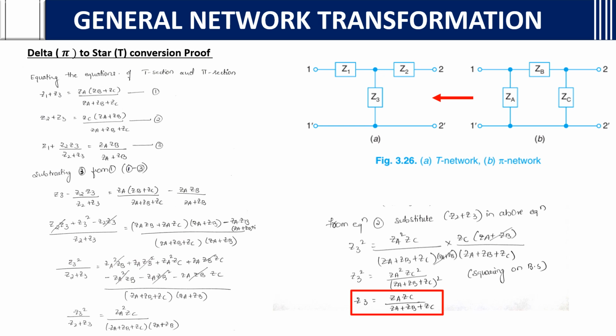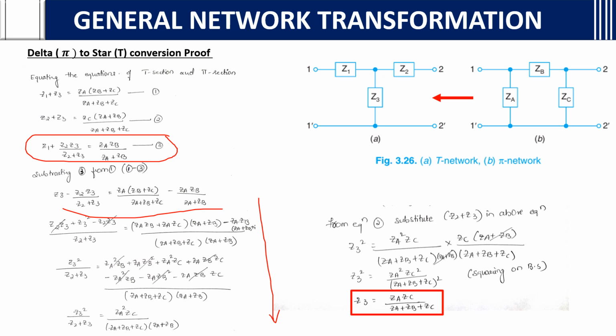After equating, we subtract equation 3 from 1. If you subtract, Z1 and Z1 get cancelled. We get Z3 minus Z2 Z3 by Z2 plus Z3, and ZA into ZB plus ZC, minus ZA ZB by ZA plus ZB. You get this equation. After rearranging and taking the LCM, all this I have done and shown for your understanding. If you see this, you will understand how the LCM is taken.